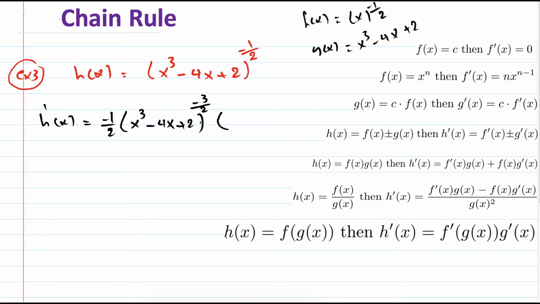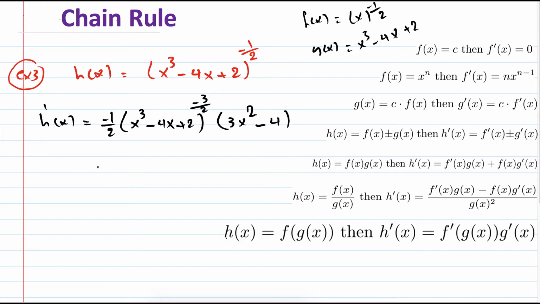Okay, multiplied by the derivative of the baby function. The baby function is x^3 minus 4x plus 2. The derivative of x^3 is 3x^2, minus the derivative of 4x, which is 4. Okay, this is the derivative of h of x. As simple as that. You can put this x^3 minus 4x plus 2 that is raised to a power of minus 3 over 2 in the denominator. This minus 3 over 2 will be plus 3 over 2, and you can turn it into a root, and so forth. However, this will suffice.